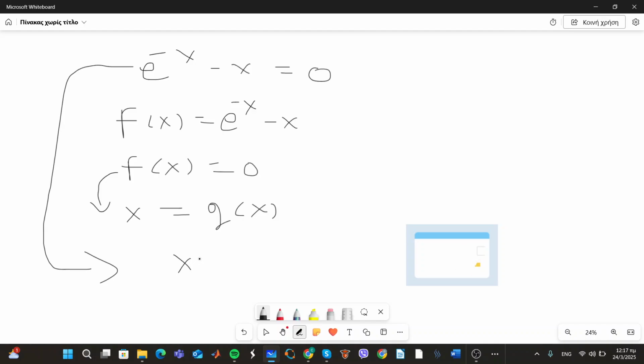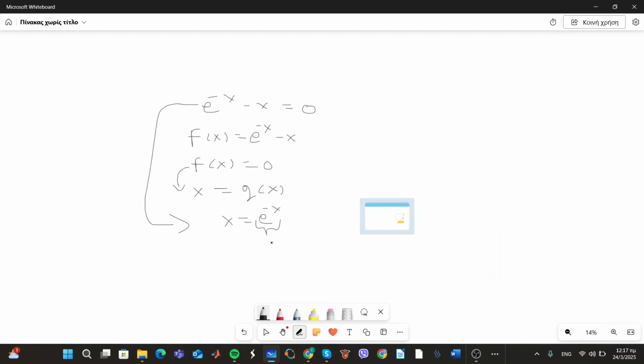For example, x is equal to this expression, and this expression in particular plays the role of this function g. Of course, you could argue that you could have done something alternative. For example, you could say minus x is equal to the natural logarithm of x. So x is equal to minus the natural logarithm of x, and this could be used as g. But what you will come to realize is that this choice does not lead to what we call convergent behavior.